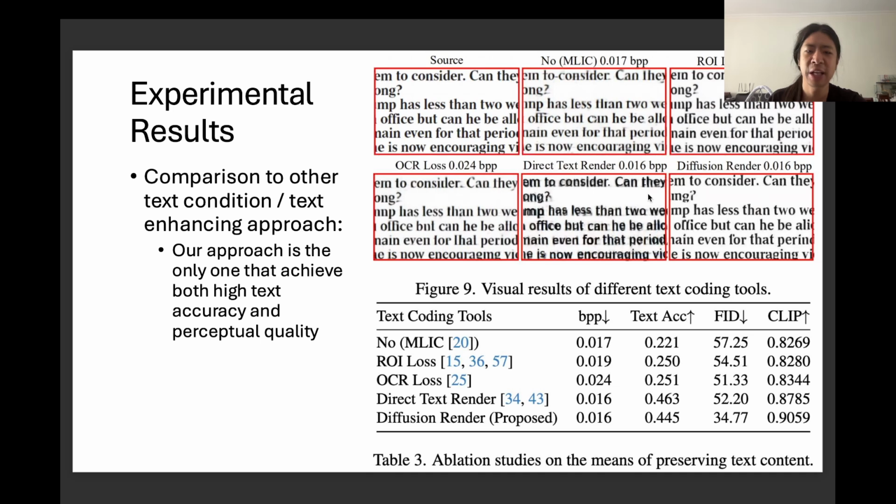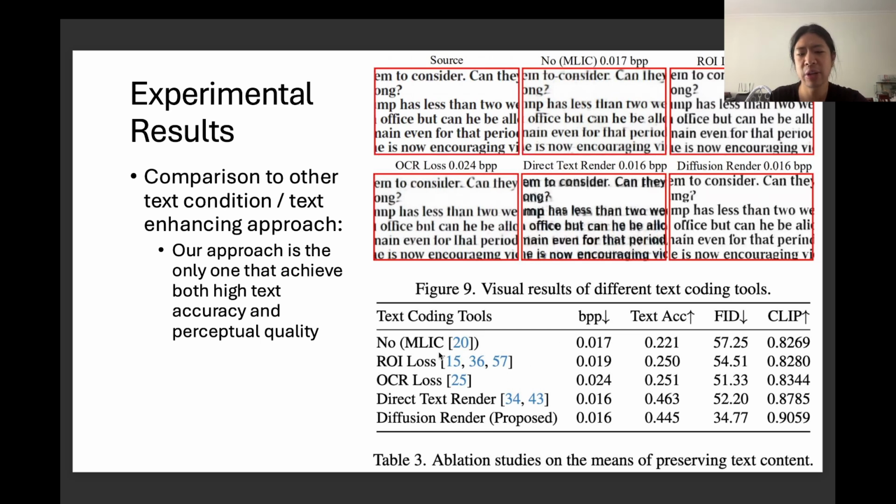And there are comparisons to other approaches that are designed to preserve text. You can see that the original MLIC without text preservation, even if we increase the bitrate, or compared to other codecs which contain text information, is still not good at preserving text. This is because text is just not a target of MLIC training. It is just trained to optimize the rate-distortion target, which is the mean square error.